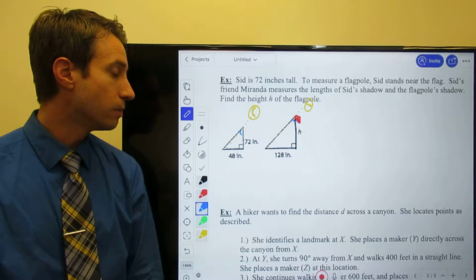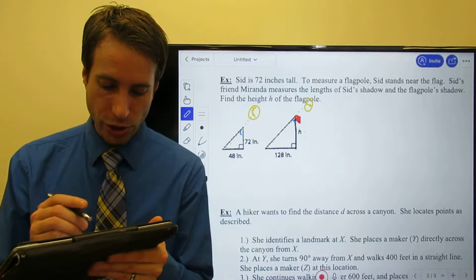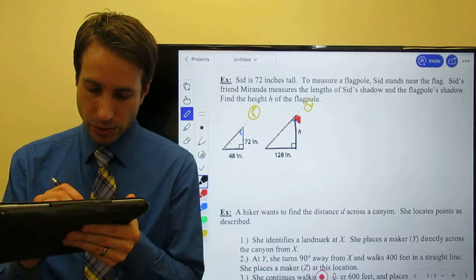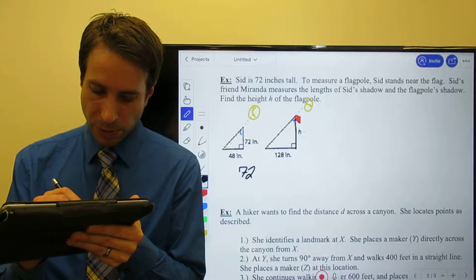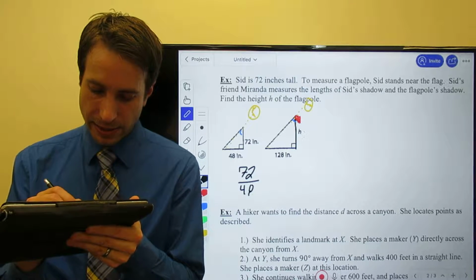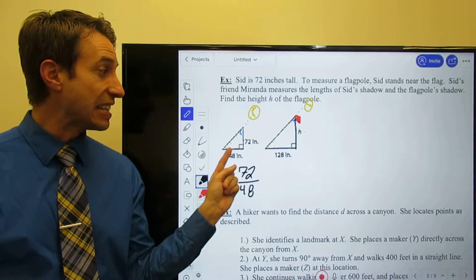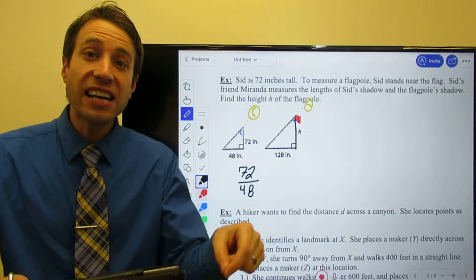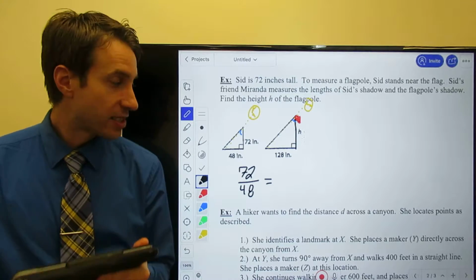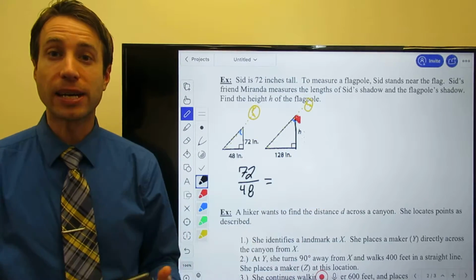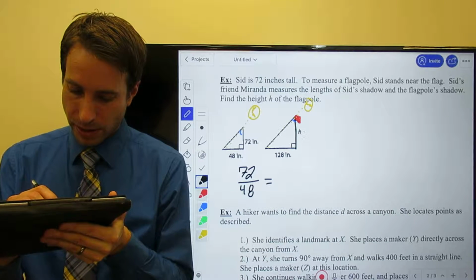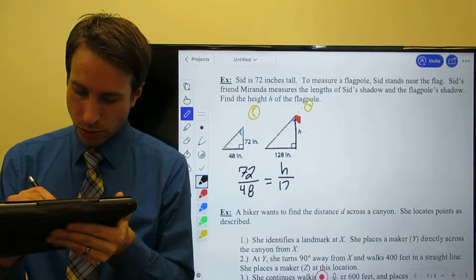So what does Sid do? Sid sets up a proportion. Sid knows that 72 is proportional to 48. And the proportionality in this triangle has to be equal to that same ratio in this triangle because the triangles are similar: H over 128.